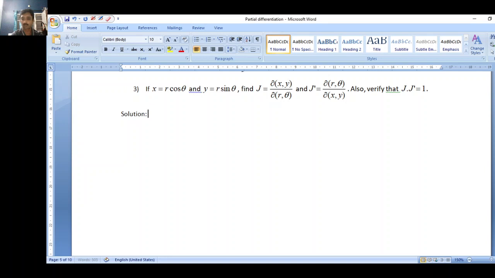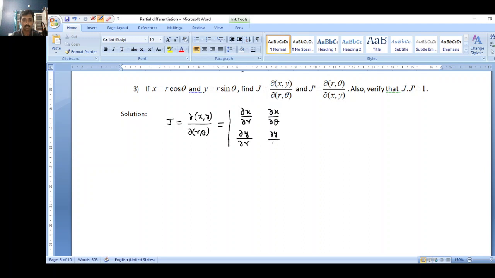So to begin with, we will straight away start with the expression for J, which is given as dou of x comma y by dou of r comma theta. Now, according to the definition of Jacobians, this will be dou x by dou r, dou x by dou theta in the first row of the determinant, and the second row would be dou y by dou r, and then dou y by dou theta. Right? So, what are these expressions?